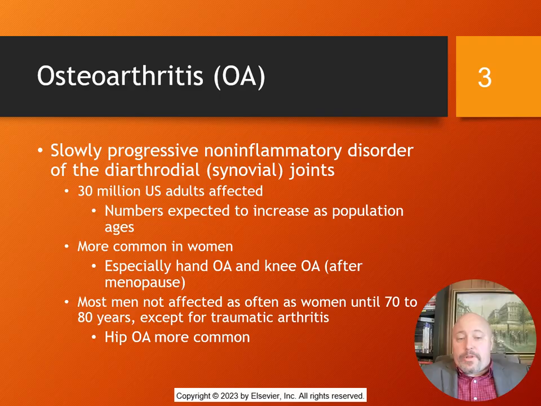Up to 30 million U.S. adults are affected, with the numbers expected to increase as the population continues to age demographically. More common in women, especially in the hands and knees. Most men are not affected as often as women until 70 to 80 years, except for traumatic arthritis. Also in cases of guys that have worked a lot of very strenuous manual labor over their lifetimes. In that case, hip osteoarthritis is the most common.